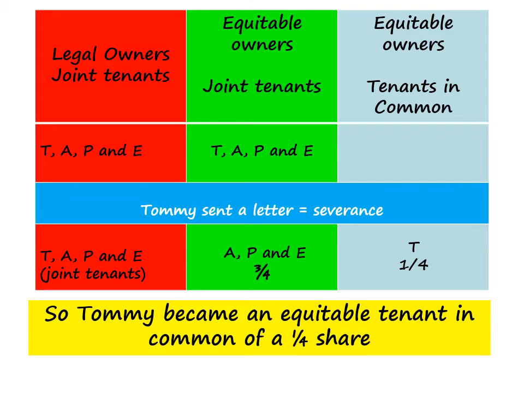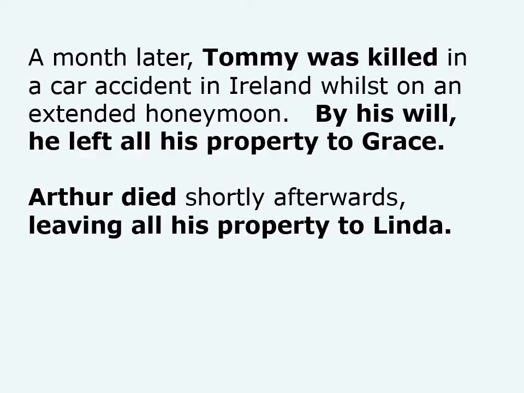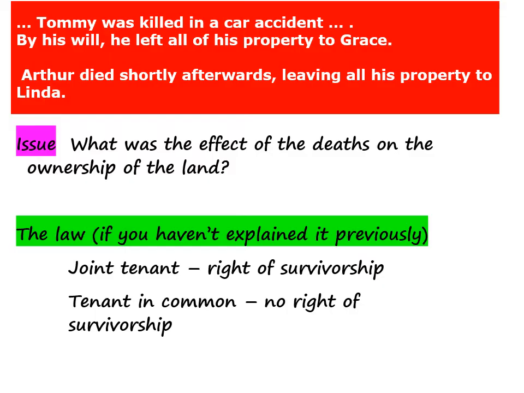Then we're told that Tommy is killed and then Arthur dies. So the issue is, what is the effect of those deaths on the ownership of the land? If you haven't already explained the effect of the right of survivorship in your answer, then you should do so here. But if you remember, I've already done this, so I wouldn't repeat it again.